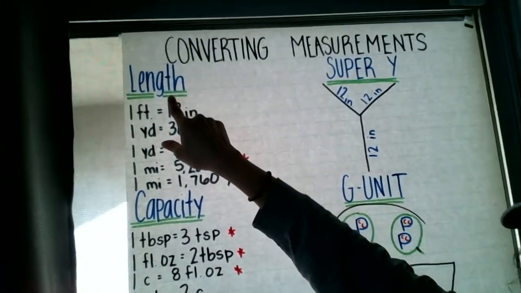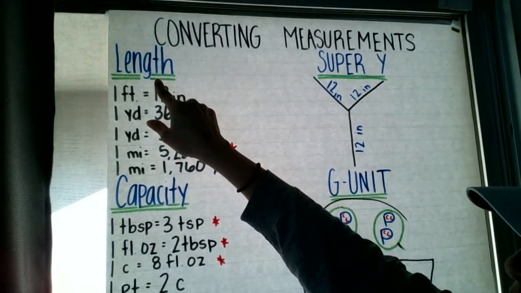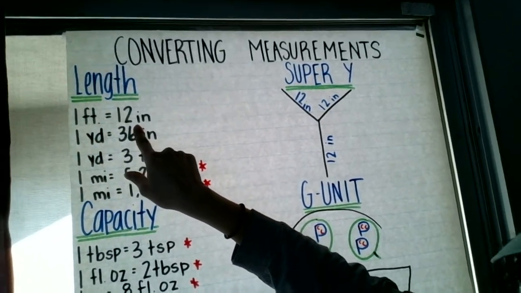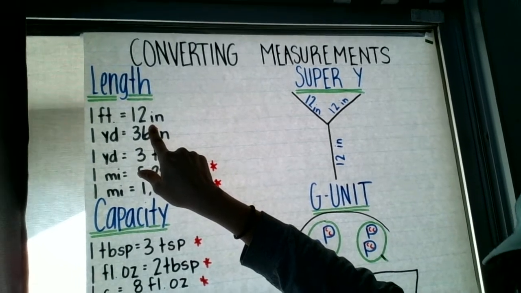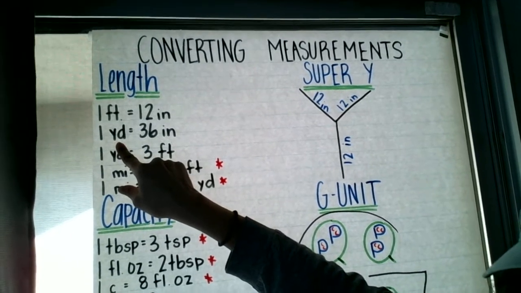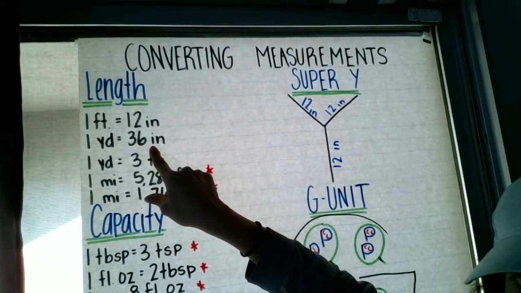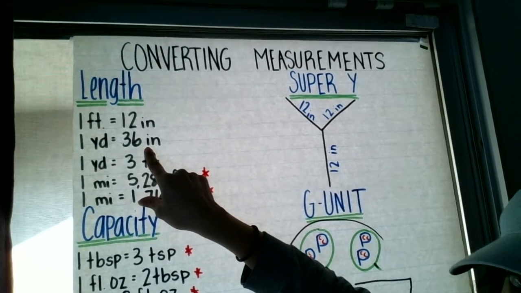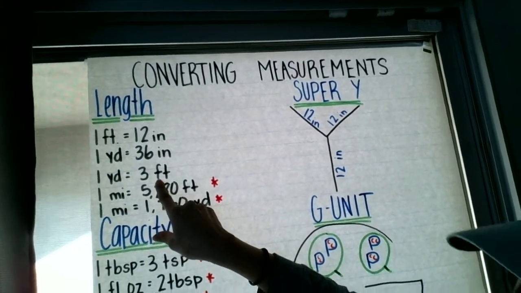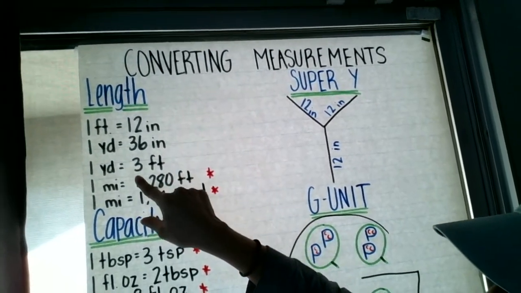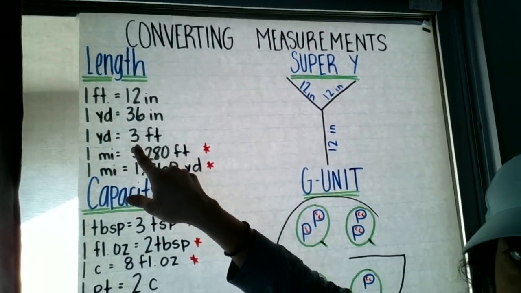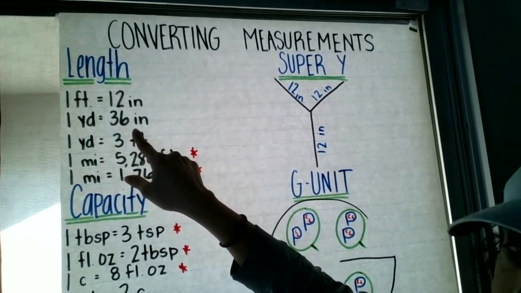Okay? So here is length. Okay? I have 1 foot. I know that 1 foot is going to equal 12 inches. Okay, 1 foot has 12 inches in it. 1 yard has 36 inches in it, or 1 yard has 3 feet in it. These are both right, okay? But if we want to tell how many feet there are in a yard, we say 3 feet. If we want to say how many inches there are in a yard, we say 36 inches.